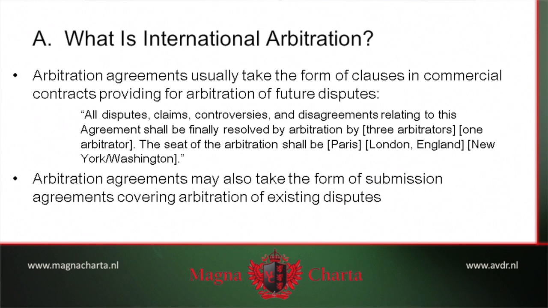It provides, and I'll read this out because the language is both short but also very important: All disputes, claims, controversies, and disagreements relating to this agreement shall be finally resolved by arbitration by 3 arbitrators or alternatively 1 arbitrator. The seat of the arbitration shall be The Hague, Netherlands, Paris in France, London, England. The parties are free to choose both the number of arbitrators that they wish, the seat of the arbitration, and the other aspects of the arbitral process as well, the scope of the arbitration, the language of the arbitration, and so forth.